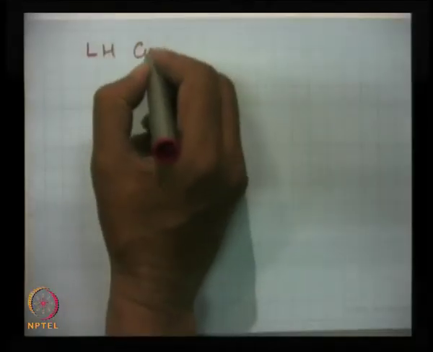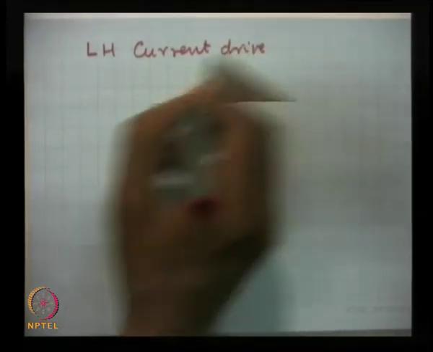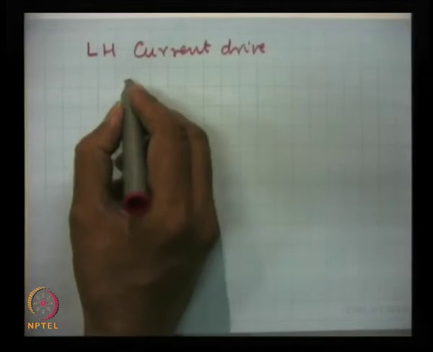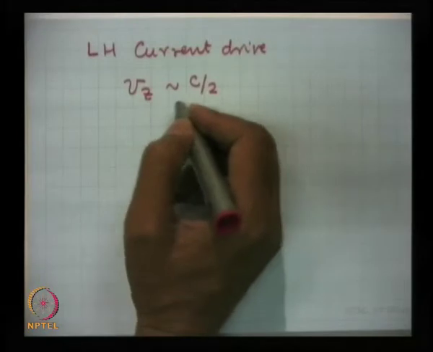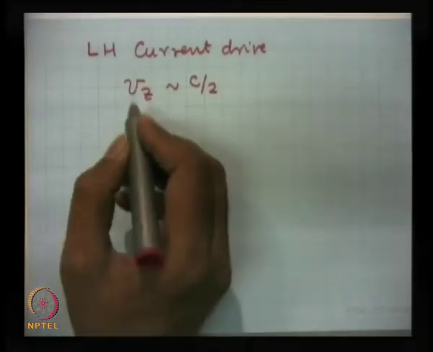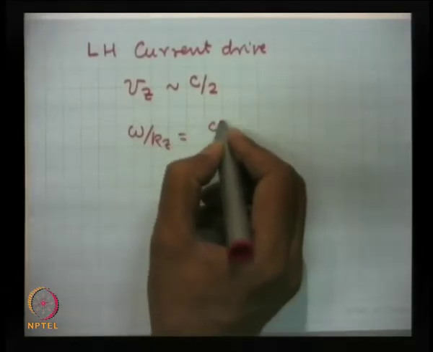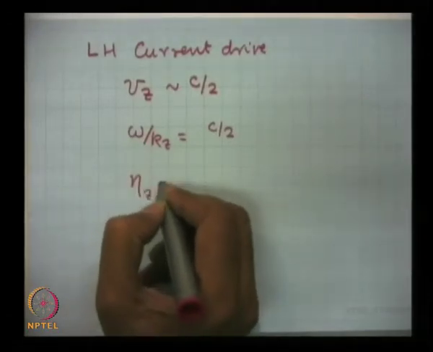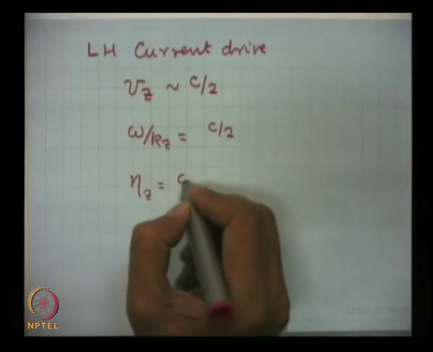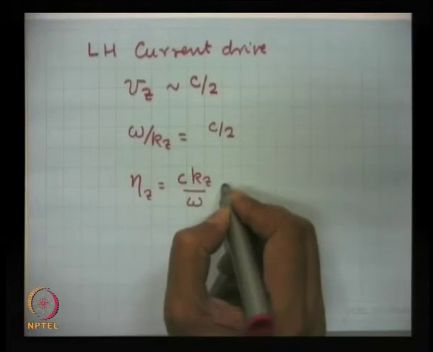So, for lower hybrid current drive, what we require is Vz of the order of c by 2, which corresponds to electrons like 100 keV electrons. For this you will require omega by kz equal to c by 2, and this corresponds to eta z, or eta parallel as we call it, which is defined as c kz upon omega. This should be around 2.